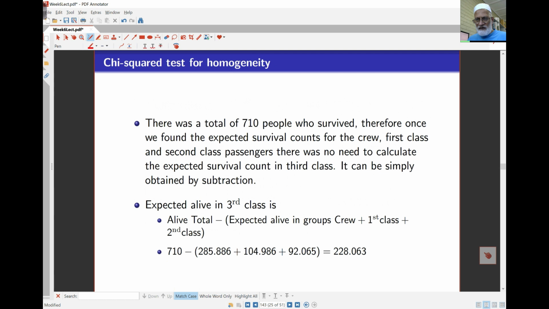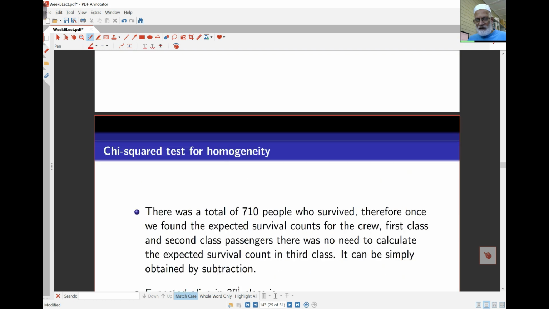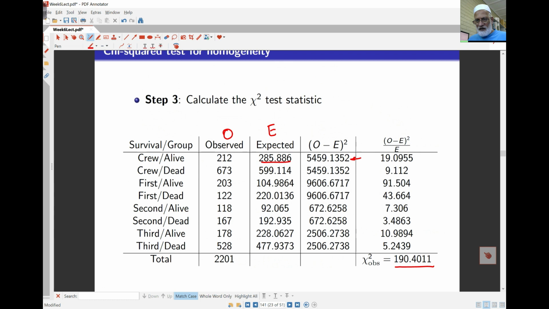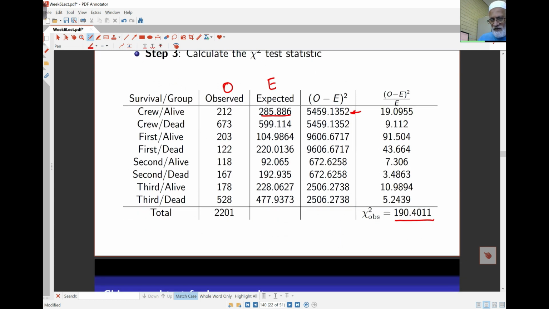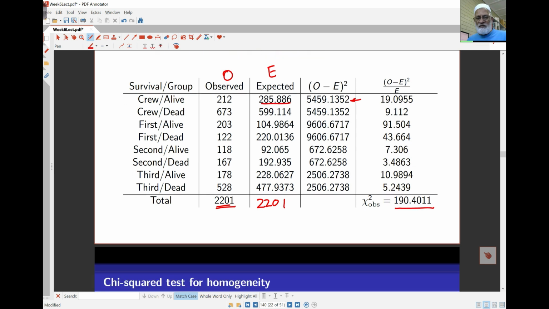710 people who survived. And you will find, if I can go back a slide or so, the total observed here is 2201. The total expected should also sum to 2201. You should find that's the case. So essentially, if I have found all the other entries over here, I can find the last entry by subtraction if I wish, subtracting the sum of the previous ones from 2201. This becomes a nice little trick to use in smaller tables.